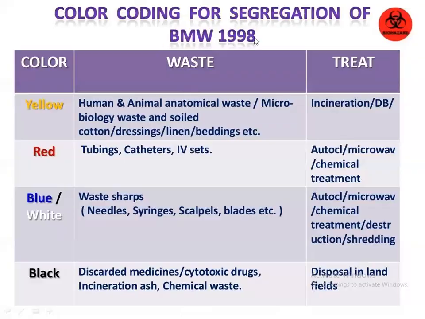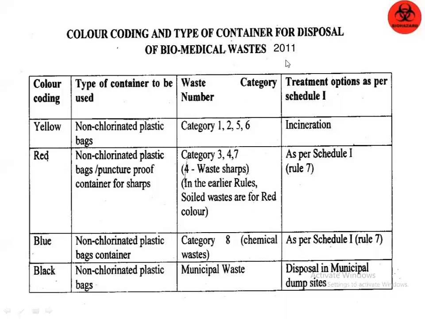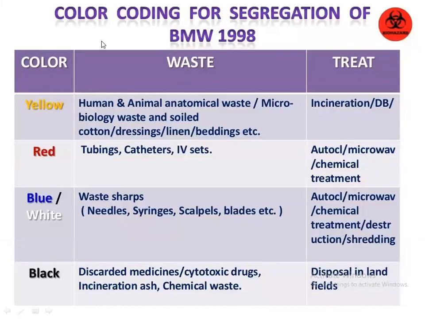These are color coding for segregation of biomedical waste. In this, the colors shown are yellow, red, blue, white and black. So according to this color, we can collect this type of waste. Collection is done, treatment is given. According to that, the treatment methods are used, and according to that, the waste is disposed of.